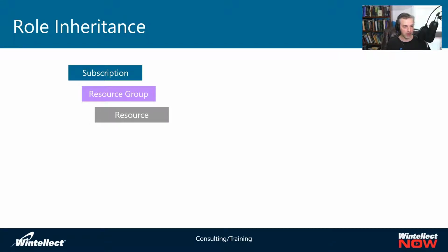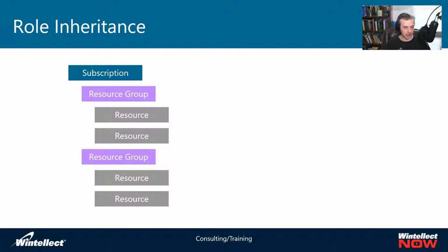And then of course these things have their own role inheritance. So if I had a subscription in Azure, which is typically the case, I might have a resource group and a couple of resources under that, and another resource group and a bunch of resources under that. The way that role inheritance works inside of your actual subscription is you'll have a role level that is set at the subscription level, which would then be handed down to the resource group level. And then the resource group level would then push that down into the resource level.